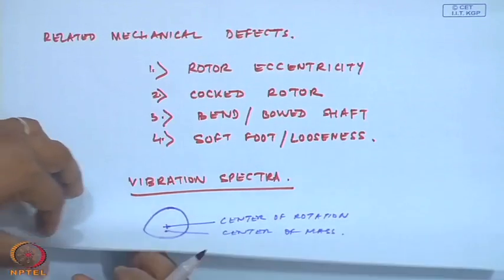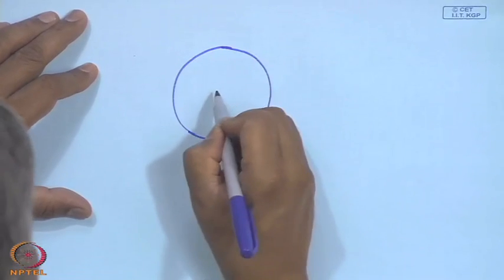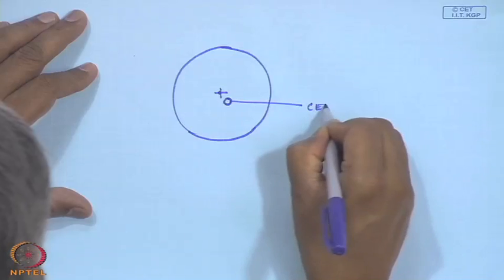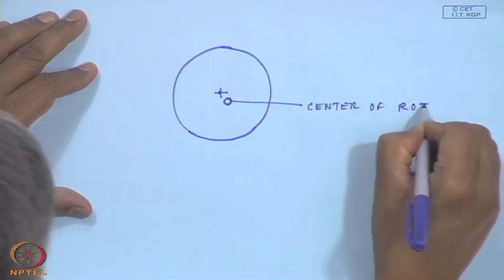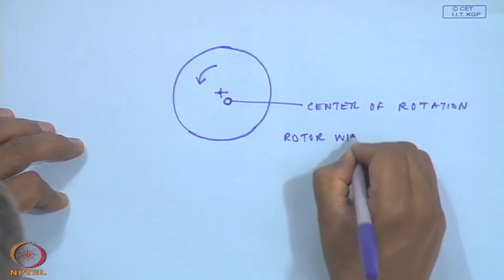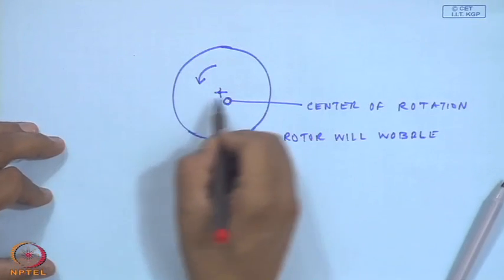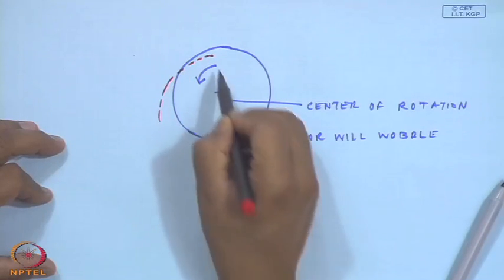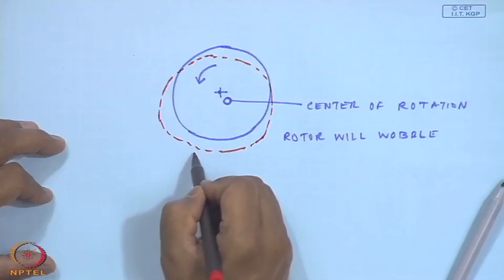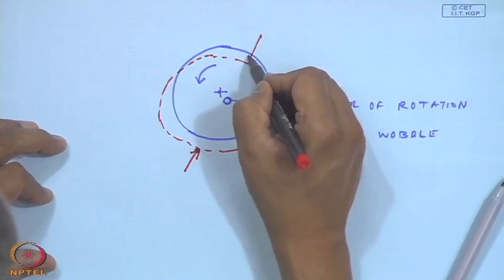Another way to look at this, maybe I should draw the figure the other way. I have a large disc. This is my center of mass, but the hole has been made here, and this is my center of rotation. So you can understand the rotor is going to wobble and make an ellipse-like thing. At some point I will have large forces, large displacement and less displacement.